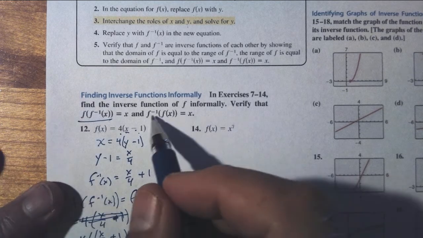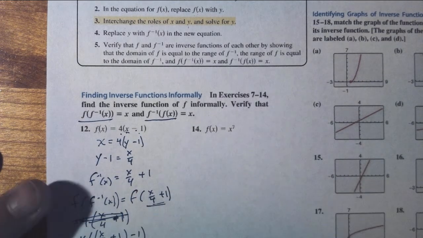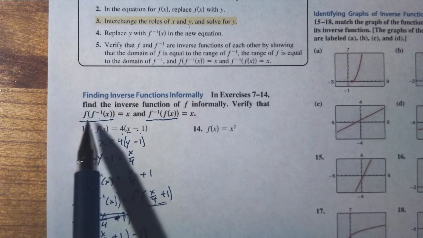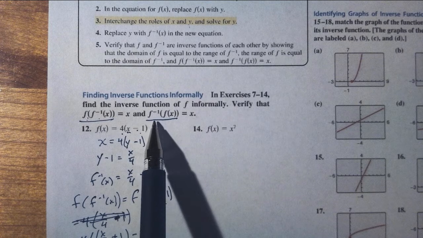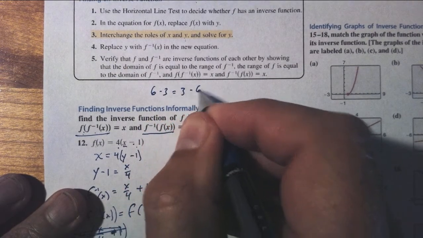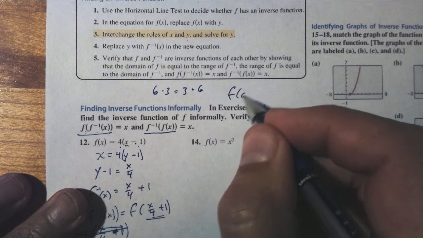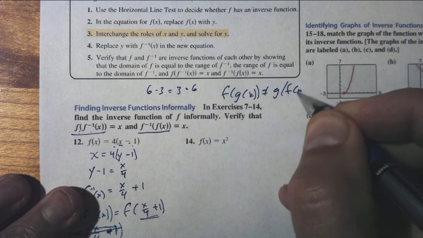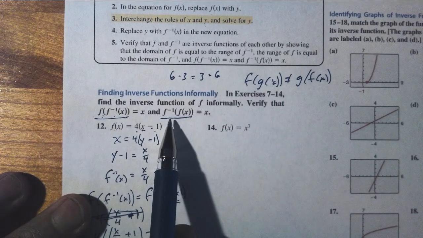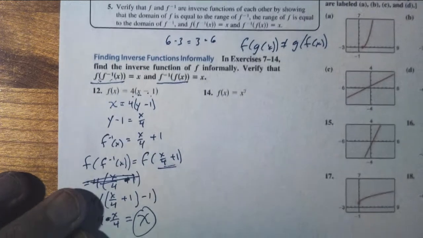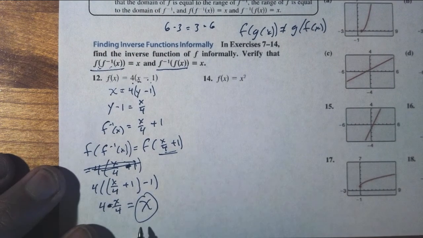Now, they do say that we're supposed to then show that f inverse of f of x equals x, and that is because the composition of functions, as we've learned, is not commutative. In other words, 6 times 3 equals 3 times 6, but f of g of x does not equal g of f of x. So we're supposed to show this, but I will tell you, if it works one way as an inverse function and we end up with x, then we're going to be in good shape with that. The second one's going to work as well.